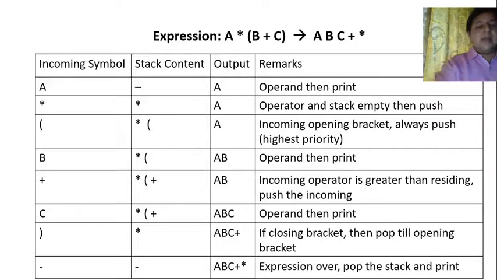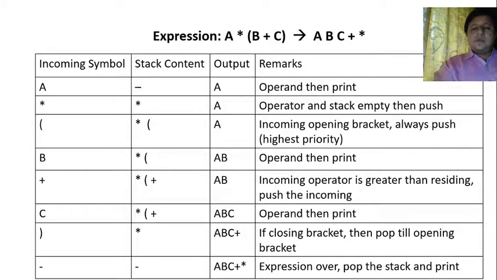Now we got a closing bracket. Simple rule: when you get a closing bracket, you should pop till you get the opening bracket, and whatever you pop must obviously be added to the result. So as soon as I get a closing bracket, I pop. If you look at the previous row, when I pop, I'll be getting plus. So plus is added to the output. Then I again try popping, I got an opening bracket, so I would stop. So ABC plus. Okay, next the expression got over, so that star which is pending on the stack is popped and added at the end.